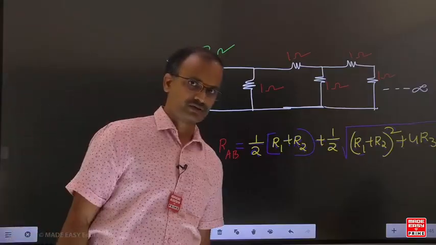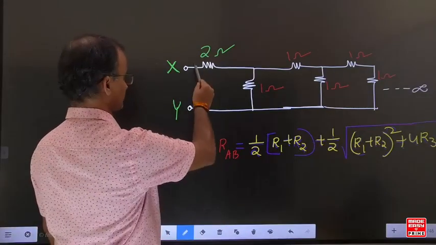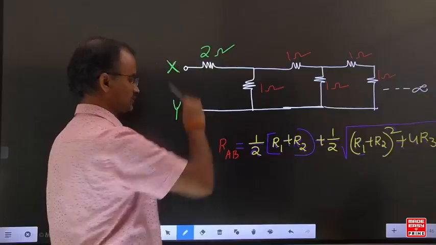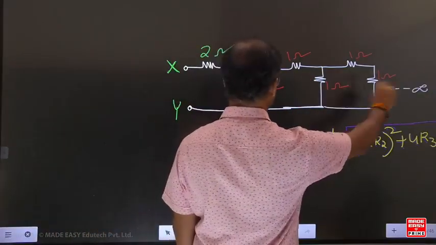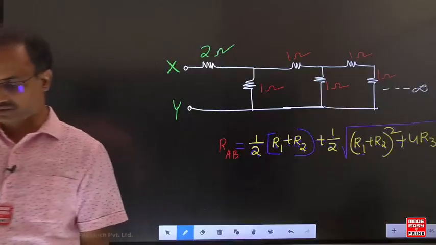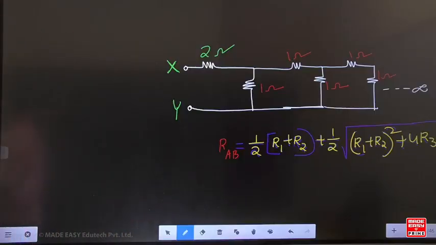In one of the previous papers, it was given like this. Only the first element was modified. Instead of 1 ohm, it was given as 2 ohms. Remaining resistances are same. 1, 1, 1. Same sections are repeated. बोलिए, how can you find the answer easily for this one?